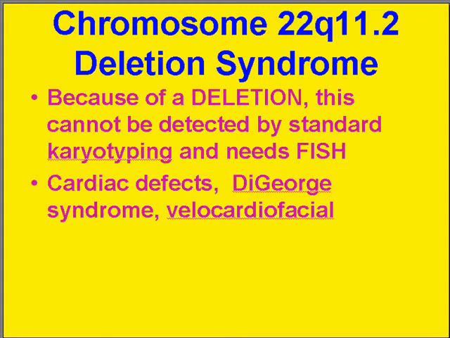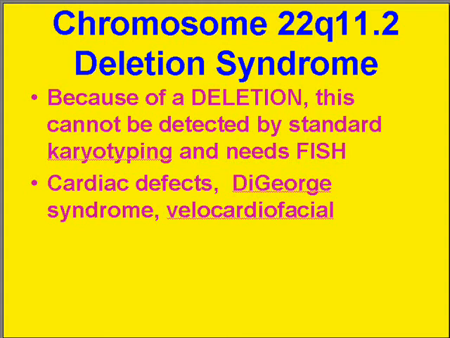In chromosome 22q11.2 deletion syndrome, you have deletion of part of the long arm of chromosome number 22. I believe it's segment 11, band 2, or maybe it's band and subband, but that's how you localize it. And you cannot see this by standard karyotyping because it's too small of a region, so FISH is important here.